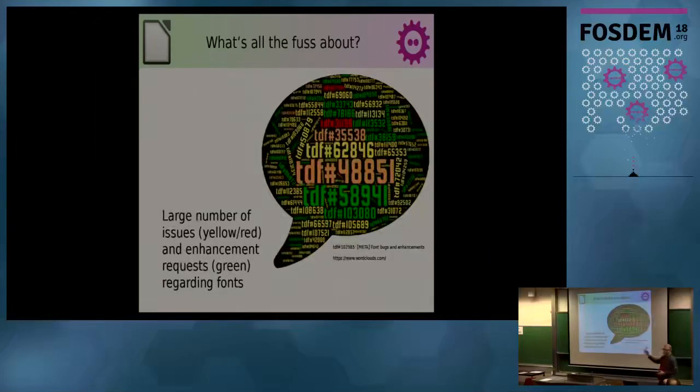And many others are enhancement requests. I tried to collect everything here in the tag cloud. Green is enhancement, yellow to red with importance are issues. I'm trying to talk about the green stuff, only the green things, because you need to be an expert to understand the problem with fonts when there's an issue. So I will talk about three larger areas of how fonts could be improved.